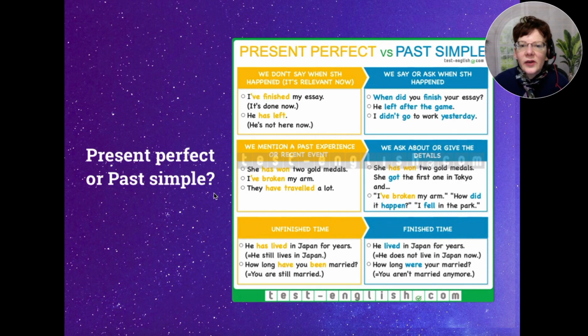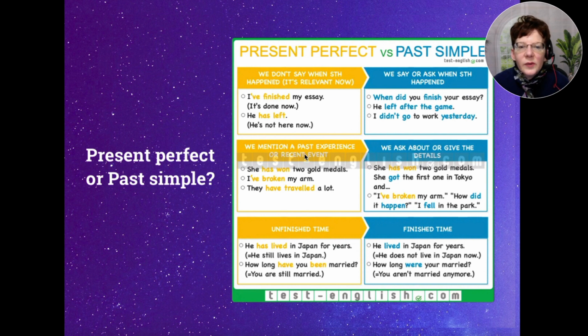All right, so we'll look here at this table. I'll explain an overview about the uses here. You've probably seen this in a previous level, but this will go into more detail. For present perfect, we don't say when something happened. It's been finished recently. We just don't know when. So for example, I've finished my essay. It's done now. Or he has left. He is not here now.